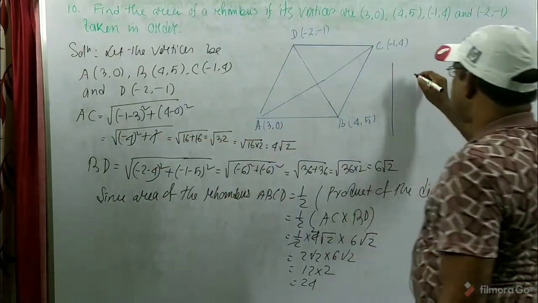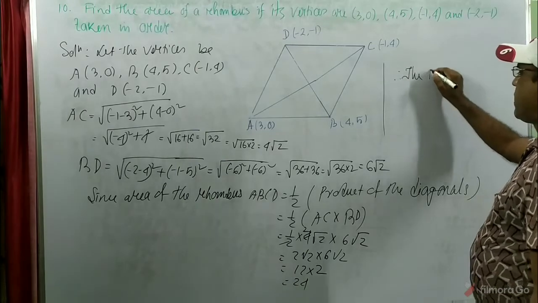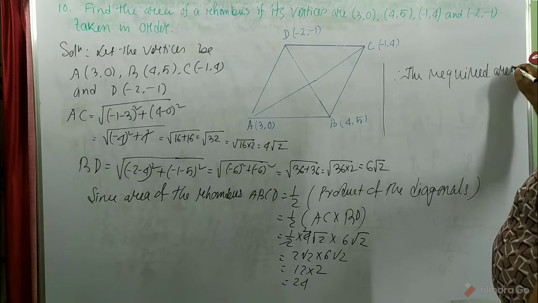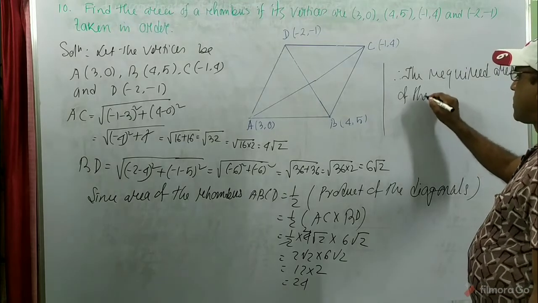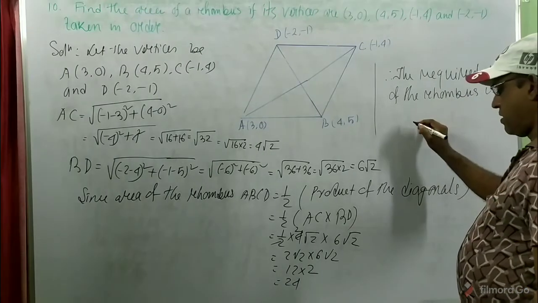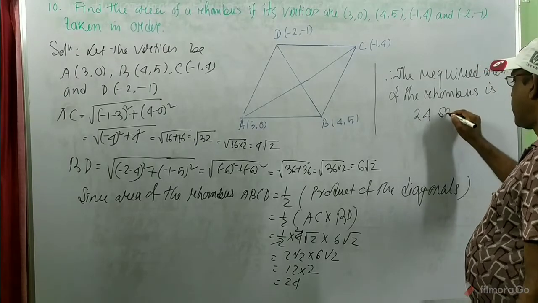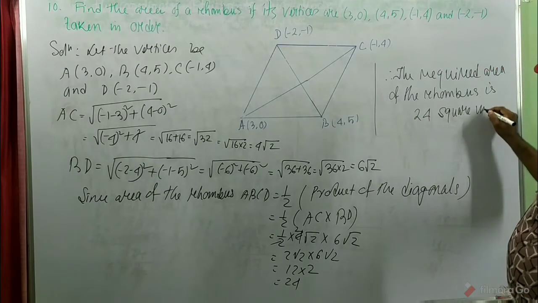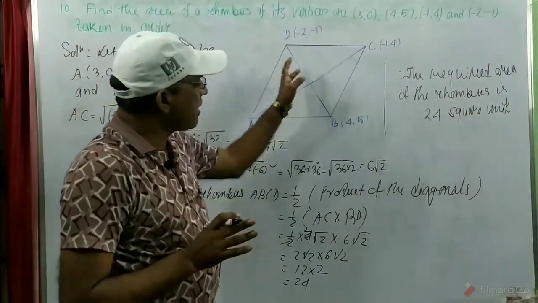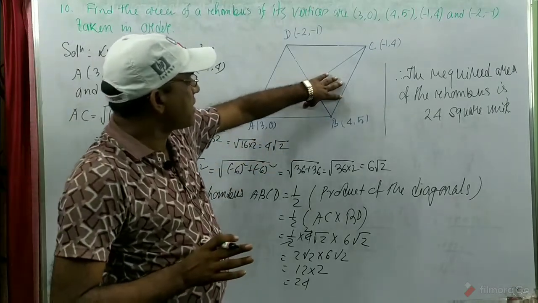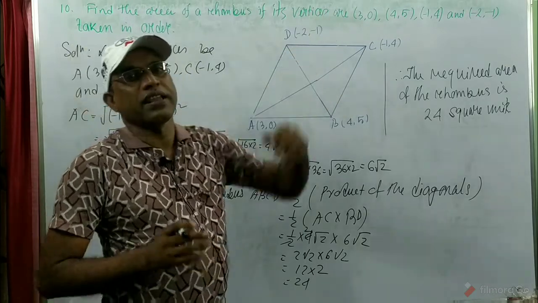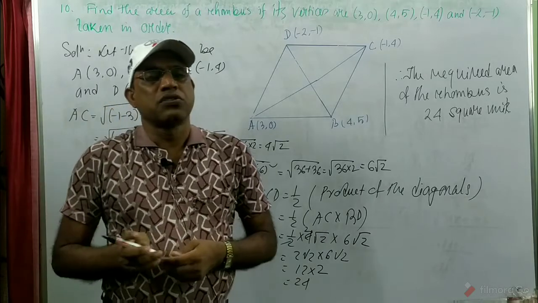Therefore I want to write the result here. Therefore the required area of the rhombus is 24 square units. So this is the answer. So the rhombus area is found. We can find it another way also. If we consider this as one triangle and this as another triangle, we find each area, and adding these two areas, we get the area of the quadrilateral, this rhombus. So this is our solution.